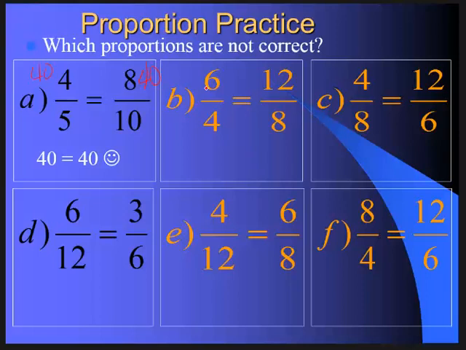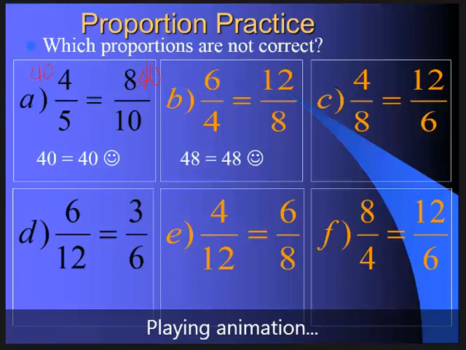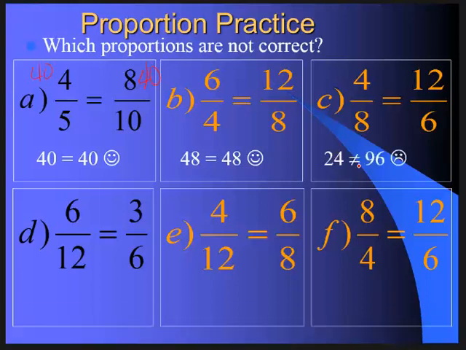How about example B? 4 times 12 is, 8 times 6 is, are they equal? Is it a true proportion? Yes, it is. On to example C. 8 times 12, 96, if you don't know that in your head. 6 times 4, you should know that in your head. Are those equal? No, they are not. So this is not a true proportion.